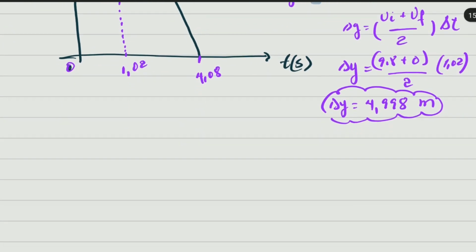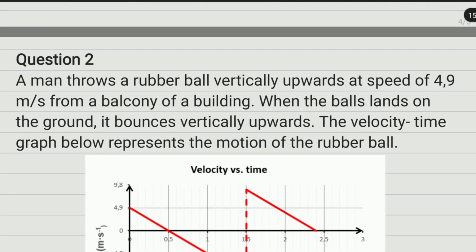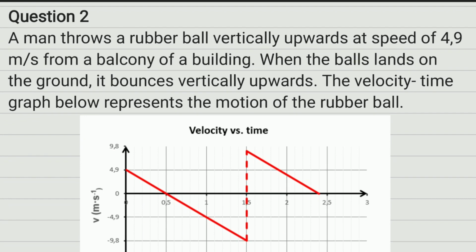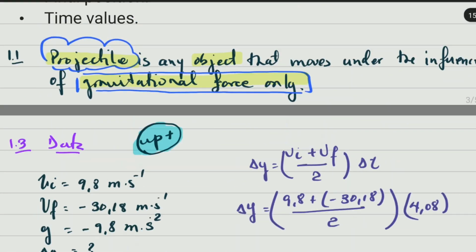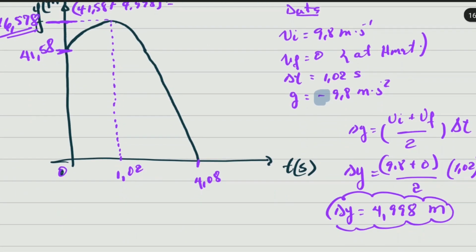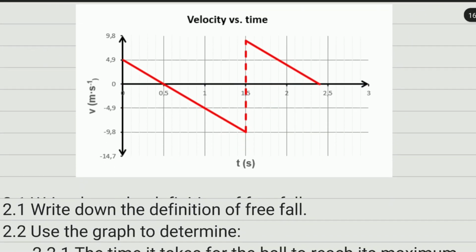Let's go to the second question, which as usual is going to be a little bit more tricky. This question is going to be a bouncing ball. Okay, so now question 2 said a man throws a rubber ball vertically upward at speed of 4,9 meters per second from a balcony of a building. When the ball lands on the ground, it bounces vertically upward. The velocity times graph below represents the motion of the rubber ball, and it's almost the same as the previous graph, as we can see here, but if the object is going to bounce, it should not be a problem because it's almost the same. So this is the graph.